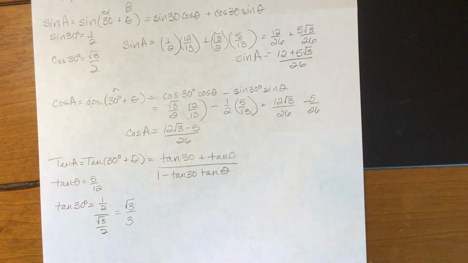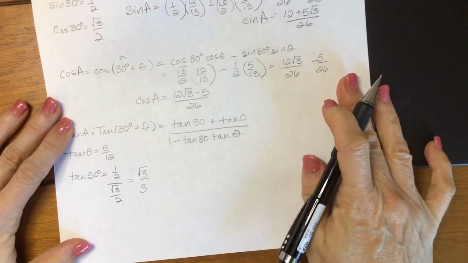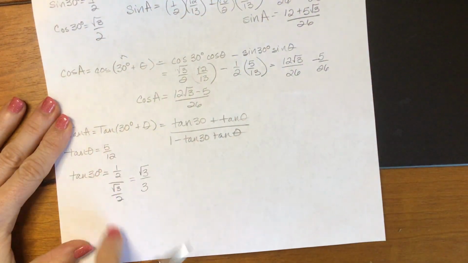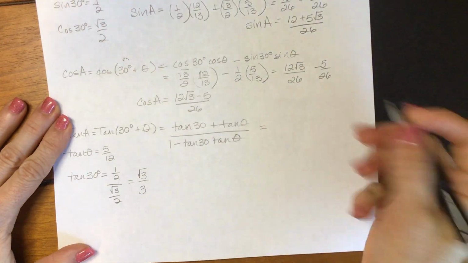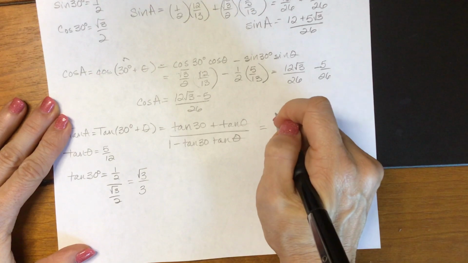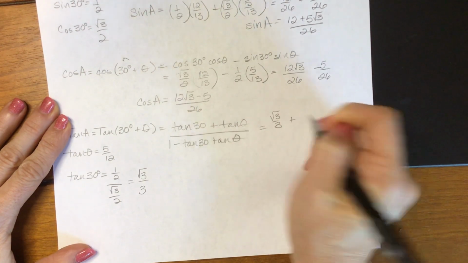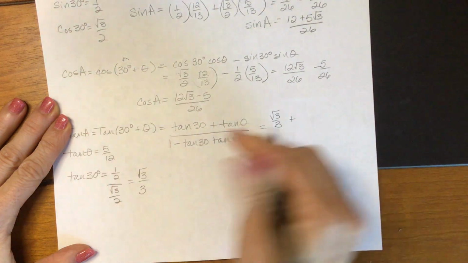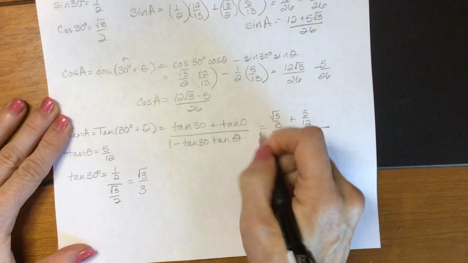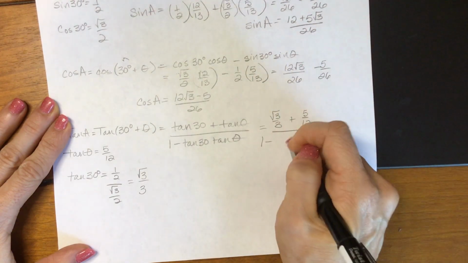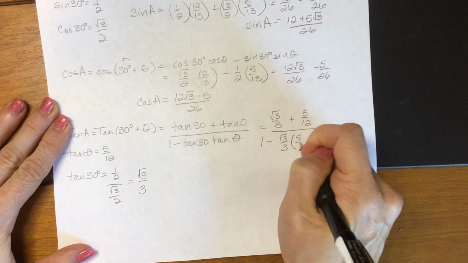Okay, so now we're going to plug all those values in. And you can see how it can get ugly really fast. Having a denominator of 12, denominator of 3, and that's just in the numerator. So tangent of 30, we said, is root 3 over 3, plus tangent of theta is 5/12. That's in my numerator. In the denominator, it's 1 minus that root 3 over 3 times 5/12.